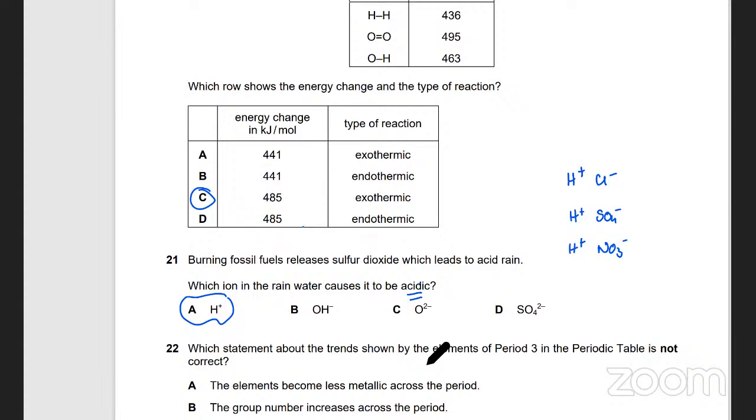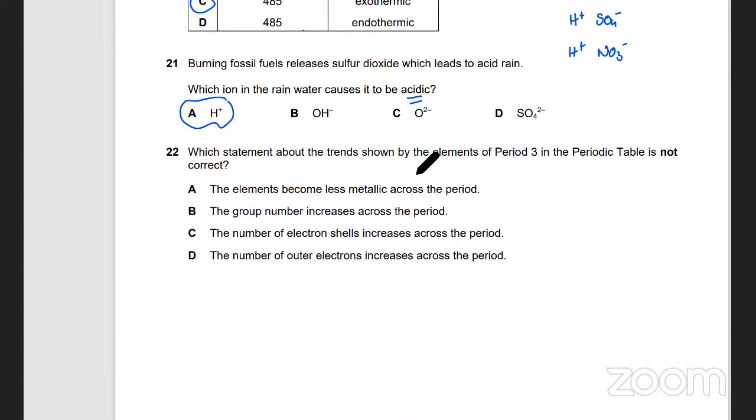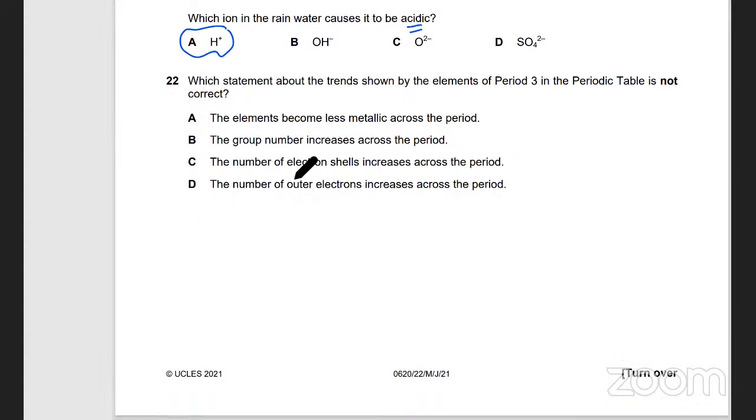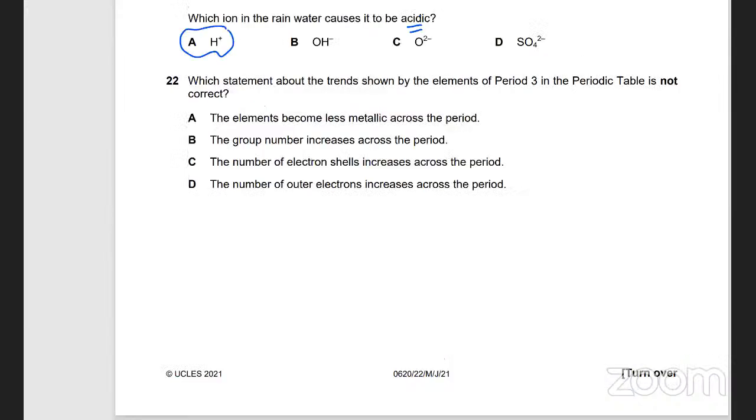तो सारों में there is H plus 1, ठीक है? Which statement about the trends shown by the elements of period 3 in the periodic table is not correct? Period 3 के जो trends हैं. Less metallic across the period. Do they become, left to right जा रहे हैं, do they become less metallic? Yes. ठीक है. ये non-metals and these are metals, ठीक है? So that's true. तो ठीक है, the first one is correct.